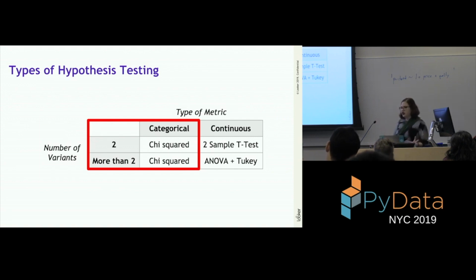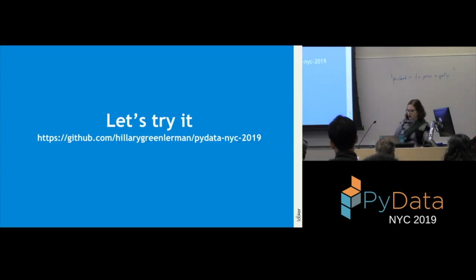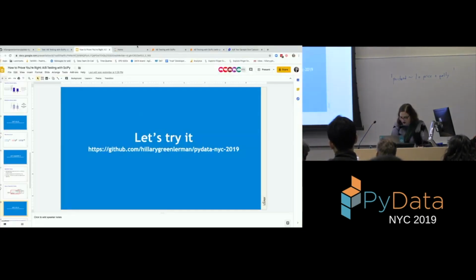And the documentation in SciPy for the two-sample t-test and statsmodels for ANOVA and Tukey are really good, and you'll be able to read those. But it's just very rare that people actually run A/B tests on continuous variables. It's much more likely that you'll run them on categorical variables. And in both cases, you can use chi-square. And we're going to learn how to do that. So let's go to our notebook.